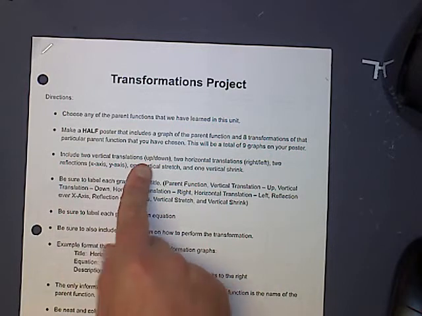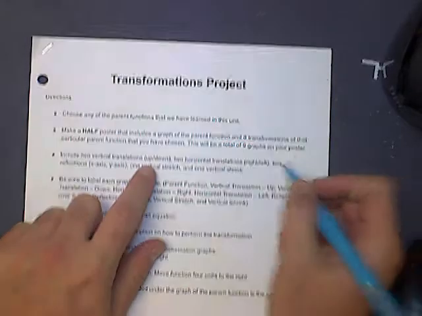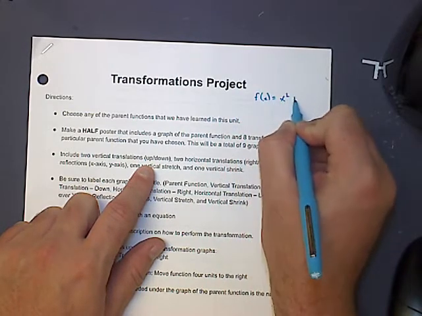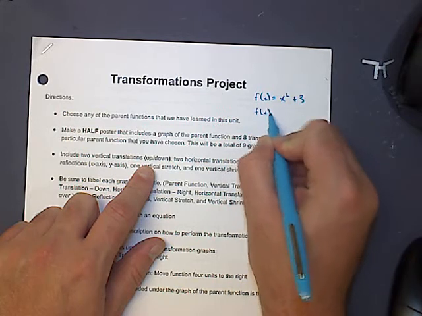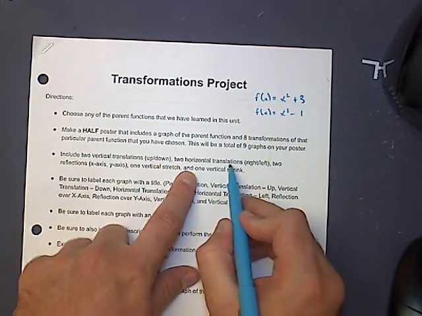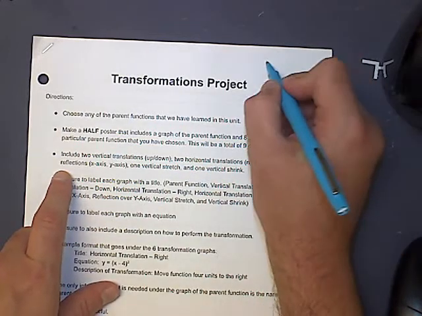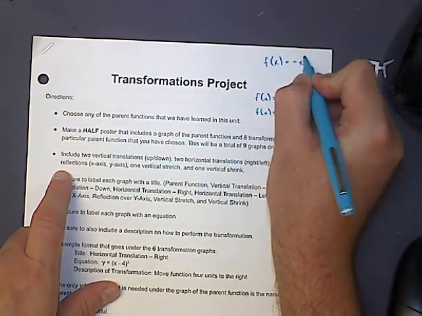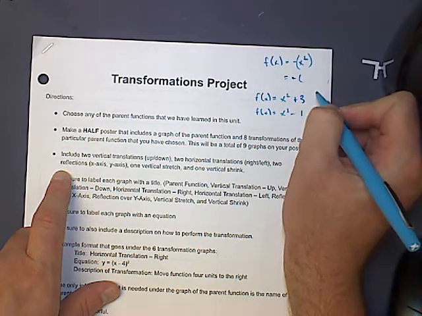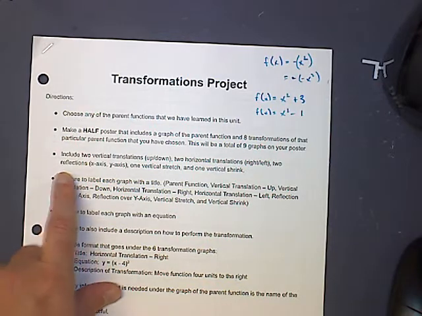Include 2 vertical translations, that means up and down. That means if you chose x squared, you would have f of x equals x squared plus 3, or whatever number you want, or f of x equals x squared minus 1. There's an up and there's a down. You can choose whatever numbers you want. Then 2 horizontal translations, right or left, inside the parentheses. 2 reflections: negative x squared would reflect about the x-axis, or inside, reflect about the y-axis. That's what that's talking about.